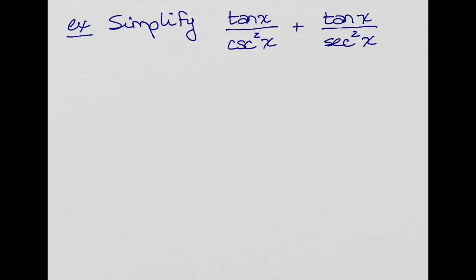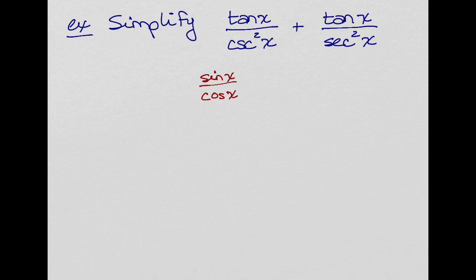Another strategy for simplifying trigonometric expressions is to change everything into sines and cosines. That's how I want to approach this one. Let's see, we have tangent x. Well, we can use a quotient identity there. The tangent is the sine over the cosine.